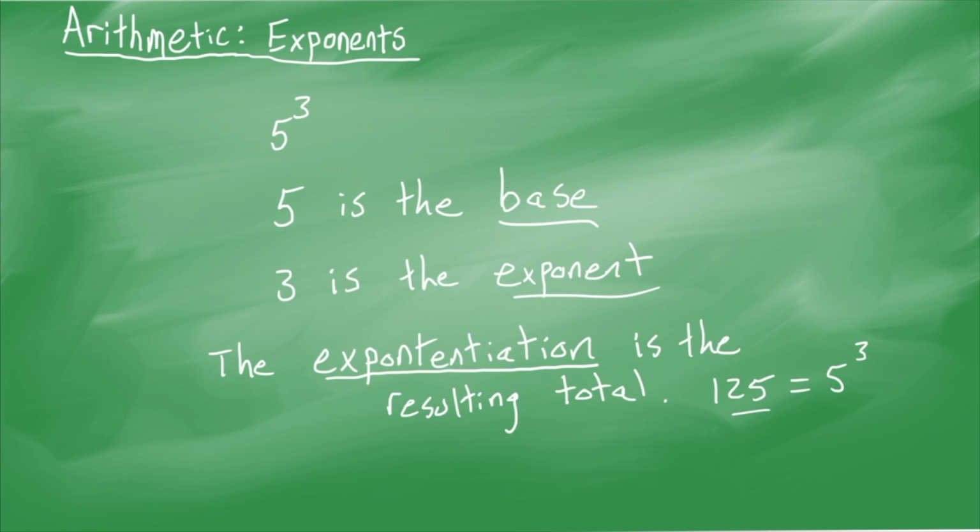The exponent of a number says how many times you use the base to multiply. In this case, 3 is the exponent, and 5 is the base. The exponentiation is the resulting total, which is 125, the result of 5 cubed.